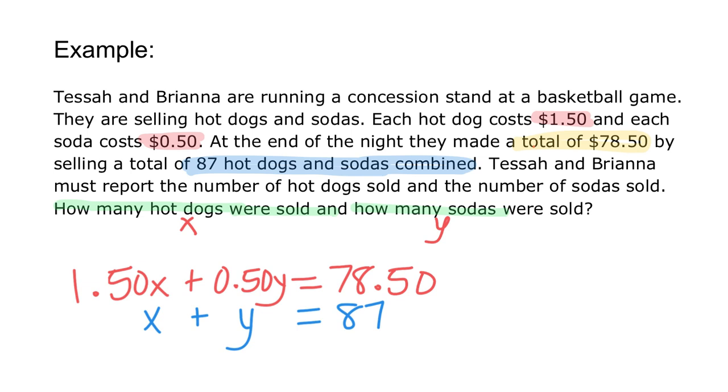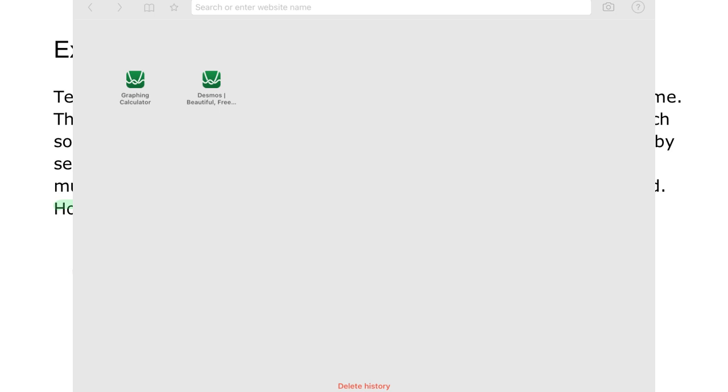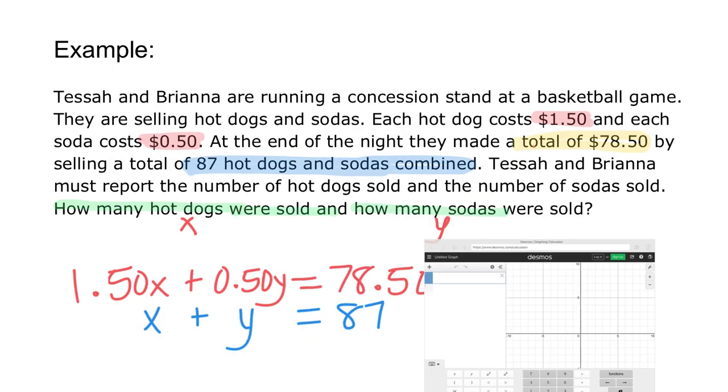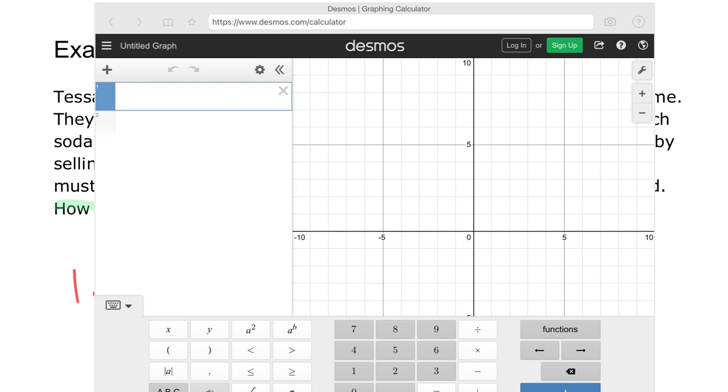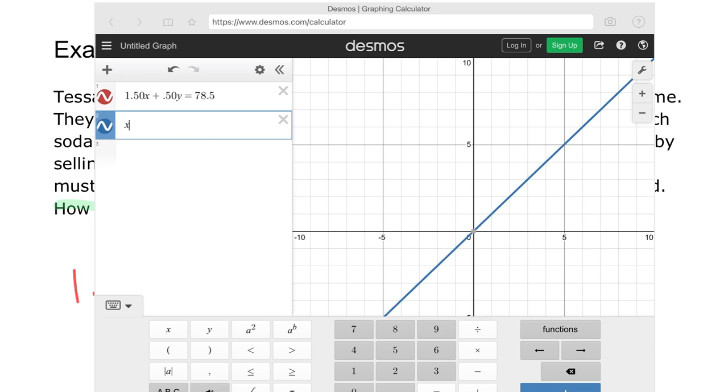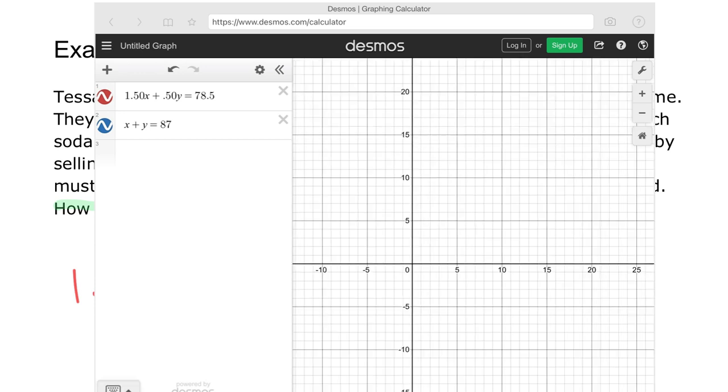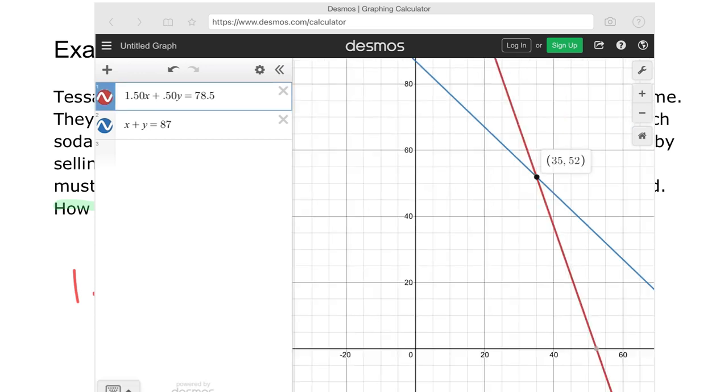And then just like we've done with the rest of them, we can take that, graph it in Desmos, and find our point of intersection. So 150X plus my 50 cents Y, and then my X plus Y equals 87. I'm going to find that point of intersection. They intersect at 35, 52. So that's my solution, 35, 52.